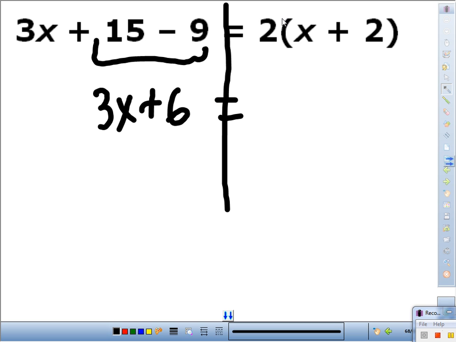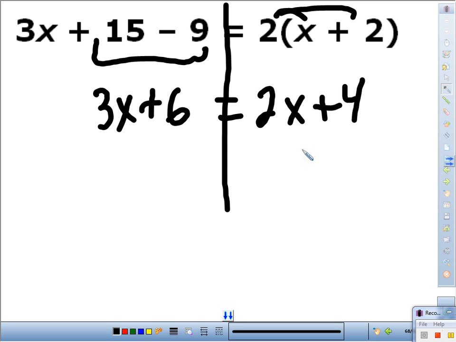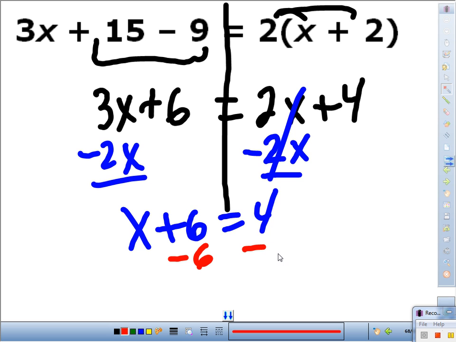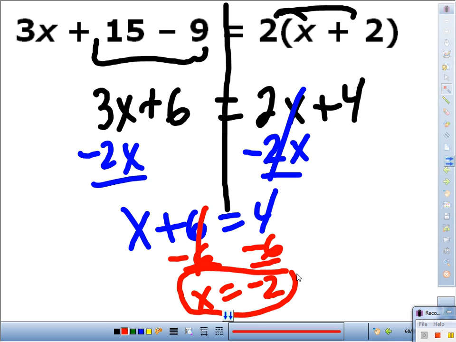No. This one. Distribute, we get what? 2x plus 4. Isolate, so what do I do from there? Minus 2x, minus 2x. We end up with x plus 6 equals 4. And my last step, minus 6, minus 6, x equals negative 2. See how that works? Yeah.